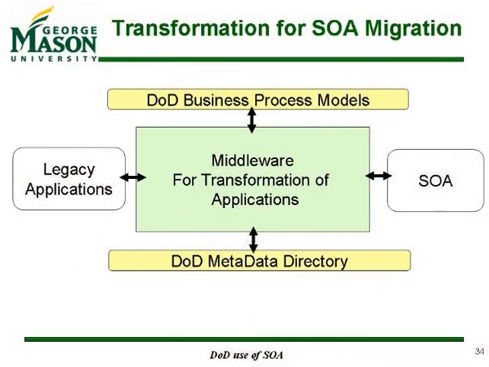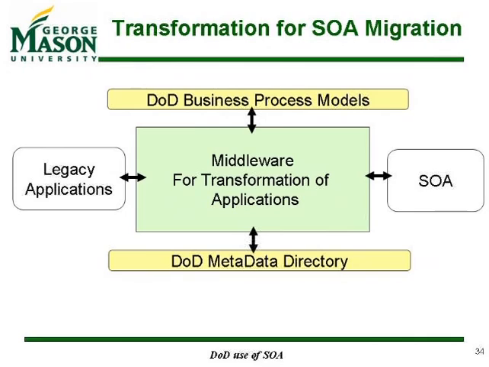And the answer is, you need middleware for transformation of applications. You cannot do it on a straight way. You have to go through transformation applications. You have to take your legacy applications, leave them in place as long as you can, and then use the middleware to move to SOA. And that is the task ahead.